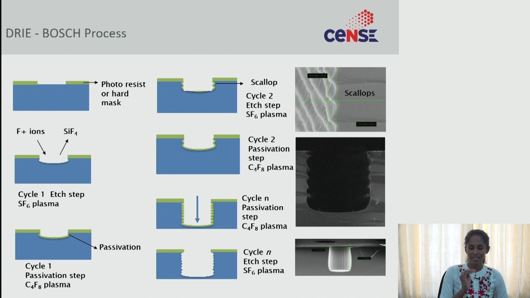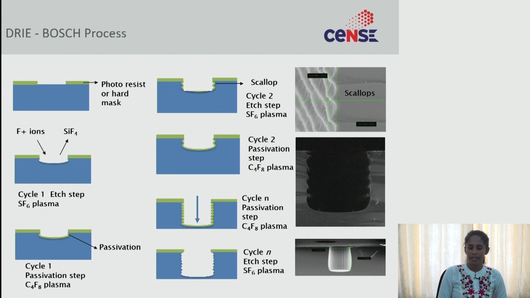But what happens, since it is isotropic first and then the polymer is coating, you will not get smooth side walls. You will always have something called scallops. Whatever shape you are seeing, that is called scallops. These scallops can be controlled by varying different process parameters. For example, we can control the power we are applying, and we can control the switching time between the etching and the deposition. By controlling different process parameters, we can have control over the scallop size.